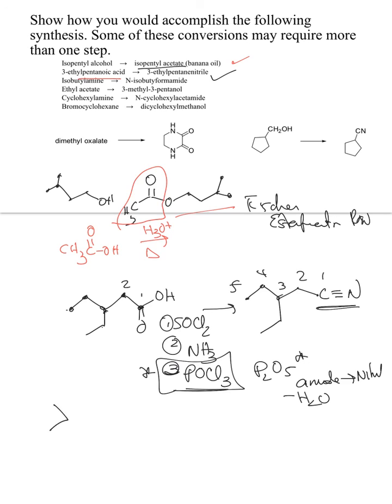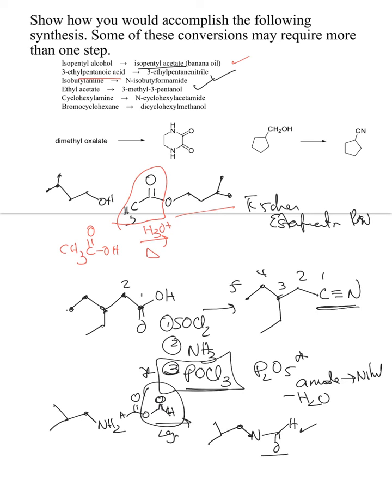Okay, the next one, isobutylamine. So make sure there's 4. 1, 2, 3, 4. That's isobutylamine. And you want to go to isobutylformamide. So basically this is the acylation of an amine. You can do this with acid anhydride if you want. Probably be the best. And this would be your leaving group. And that's how you could make that compound.